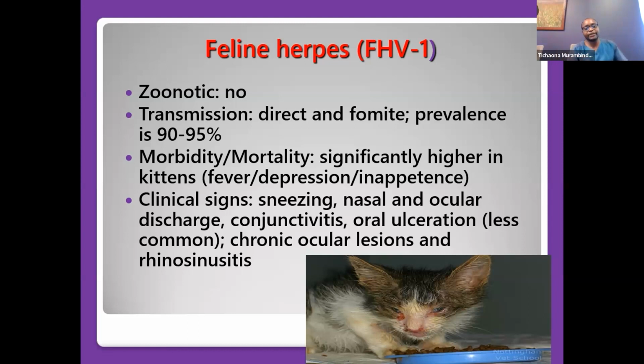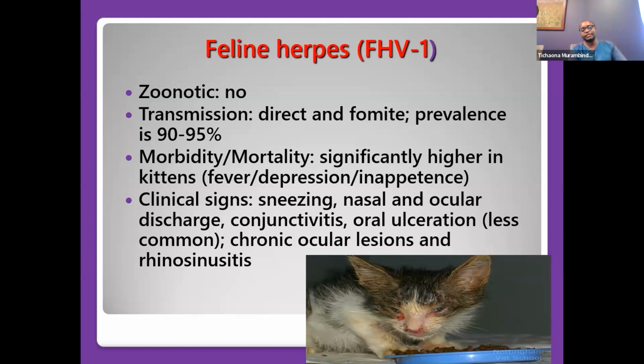Okay, so the prevalence is around 90 to 95%. The other thing that I didn't put in this PowerPoint is that feline herpes is ubiquitous. It's available everywhere. Almost all cats have it, unless the animal is born in a lab, which is a controlled environment. As long as it's born in normal conditions, it will have it or be exposed to it.